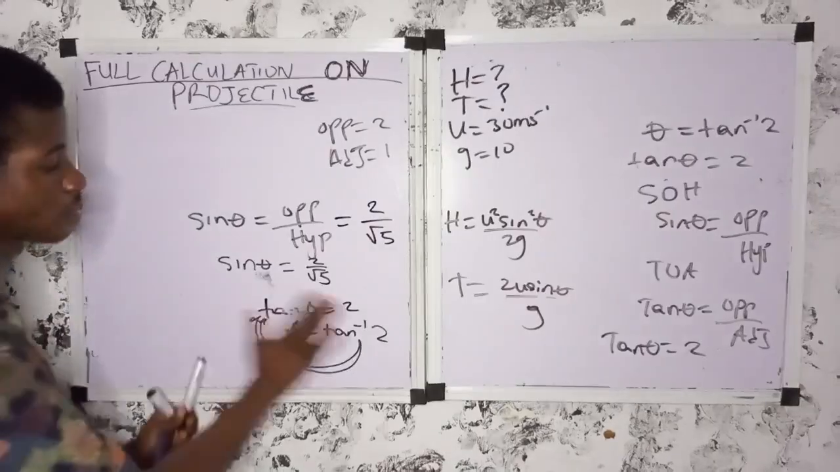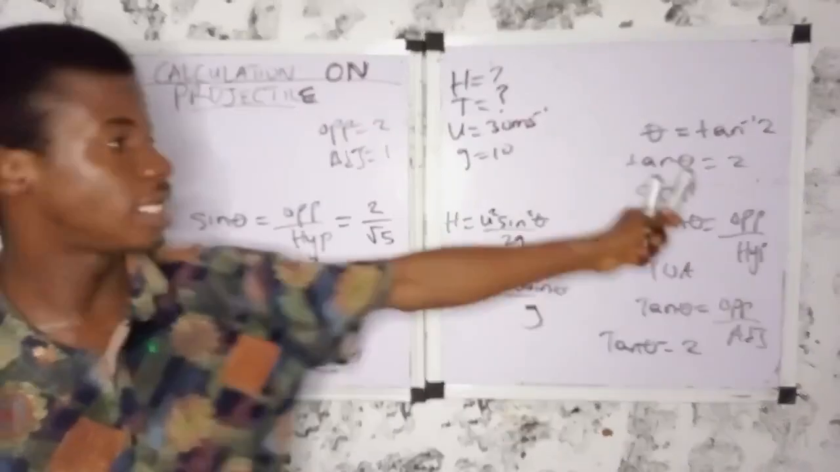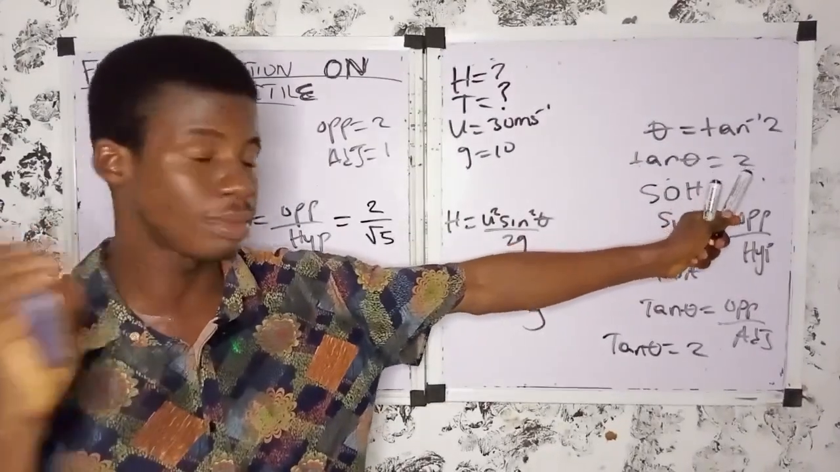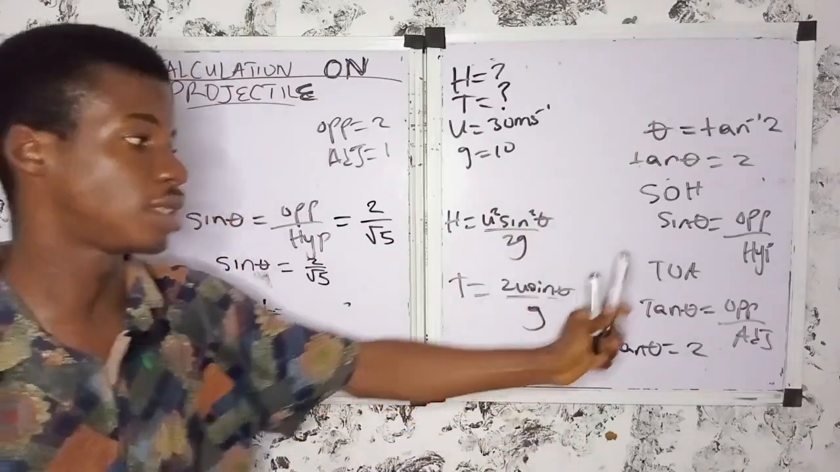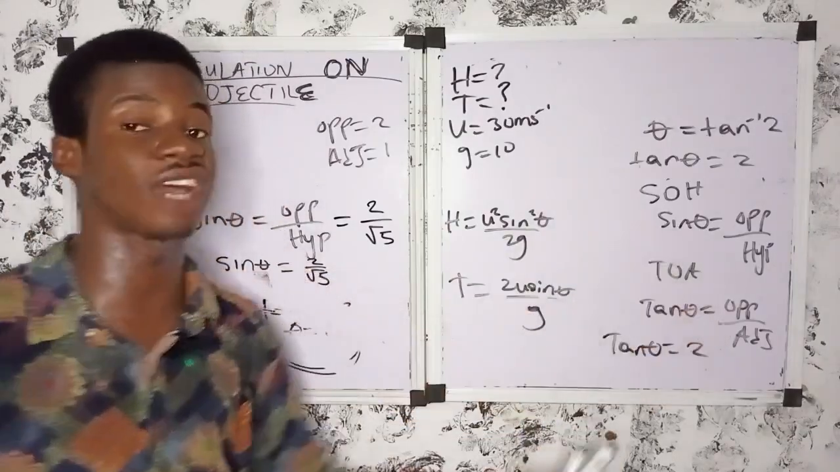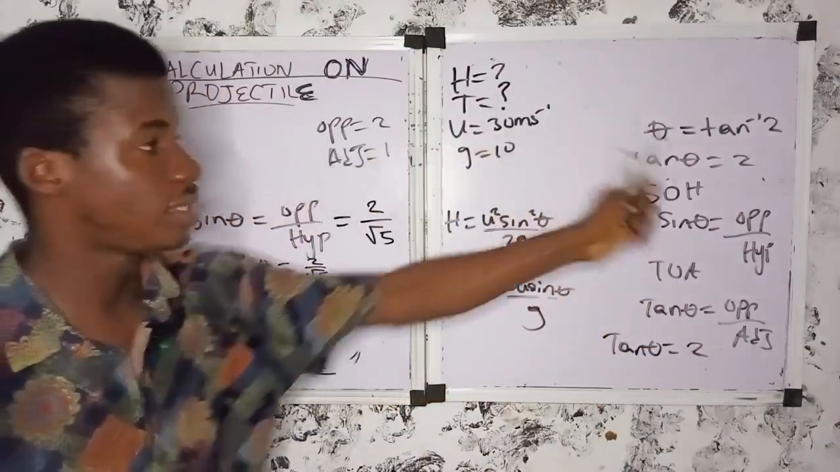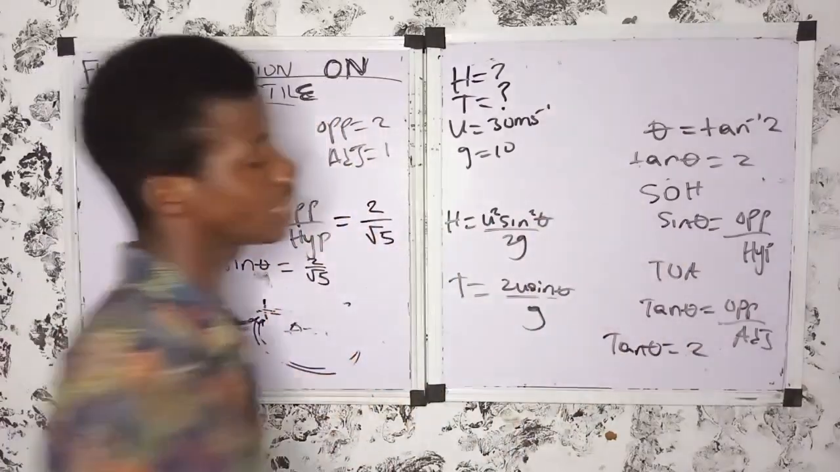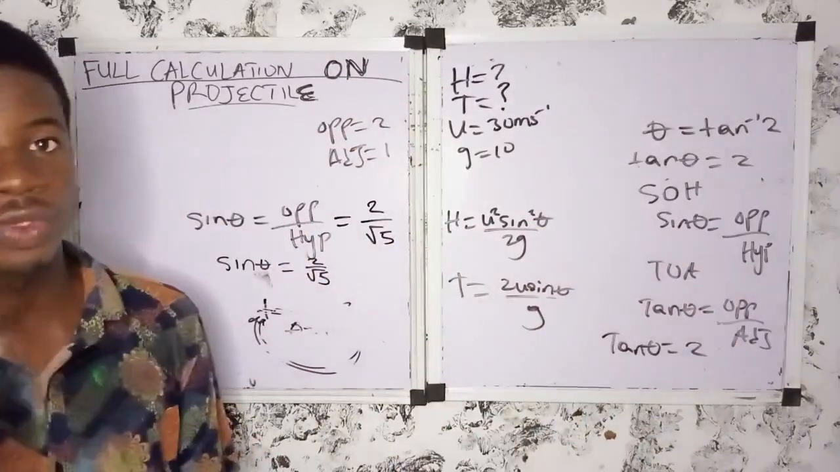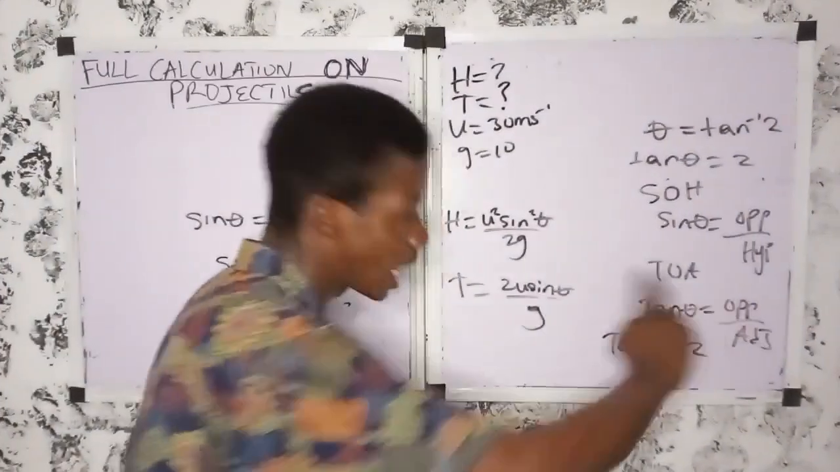Now let's continue. What I said earlier is that tan theta is equal to 2. Now if tan theta is equal to 2, we all know that tan theta is opposite over adjacent, right? So that means that opposite is 2, and adjacent is 1. 2 divided by 1 will still give us 2. So opposite is 2, adjacent is 1.